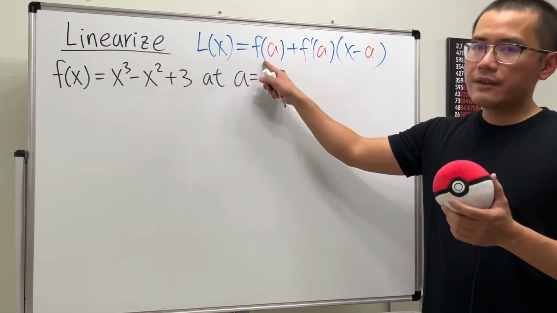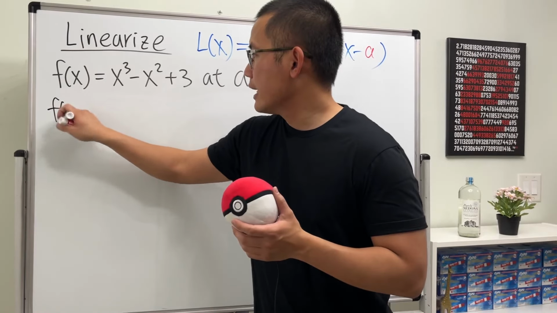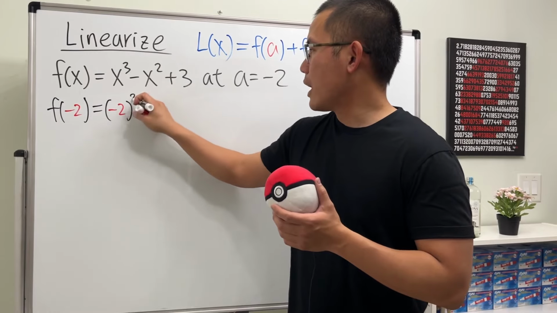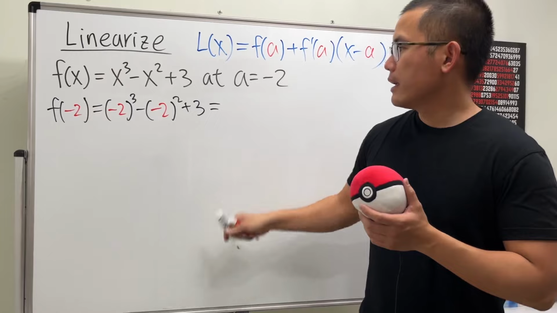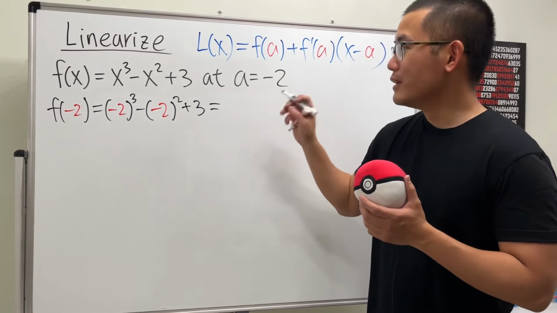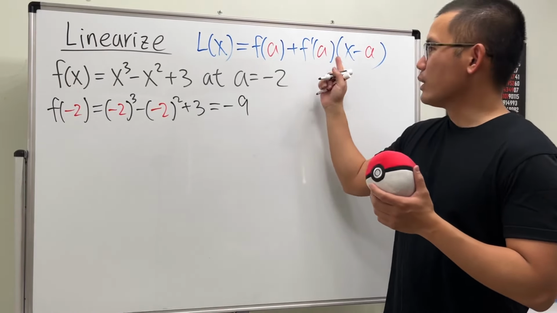All right, so here we go. Let's go ahead and get f of a first, which is f of -2. So that's going to be -2 to the third power minus -2 squared and then plus 3. That's -8 minus 4 is -12 and then plus 3 we have -9. Done.